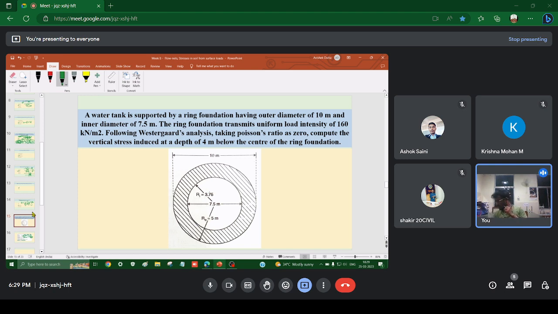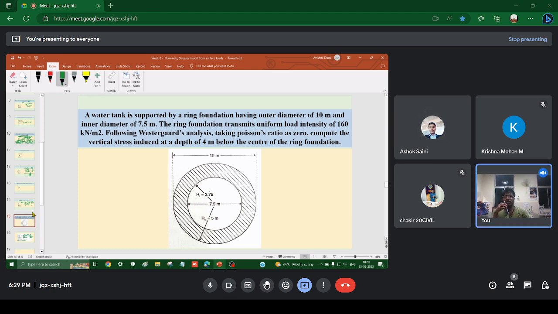Just a moment. You told Q into 1 minus cos cube theta, isn't it? Hello? Who was it? Yes, sir. What is the formula? Q into 1 minus cos cube theta. Cos theta whole cube. Cos cube theta.